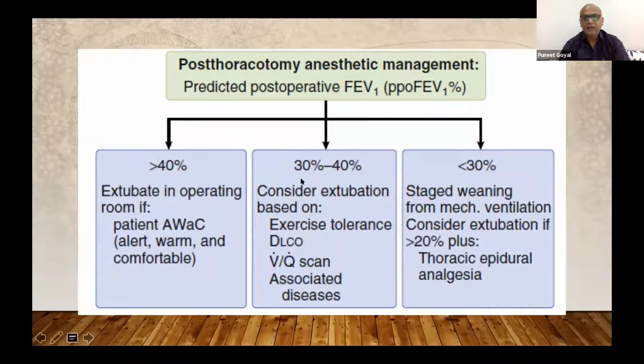And then if the post-operative FEV1 predicted one is between 30 to 40%, then these are borderline cases, in which the decision has to be taken based on other parameters like exercise tolerance, diffusion capacity of the lung for carbon monoxide, and ventilation perfusion scan.